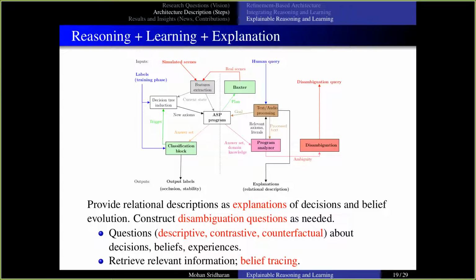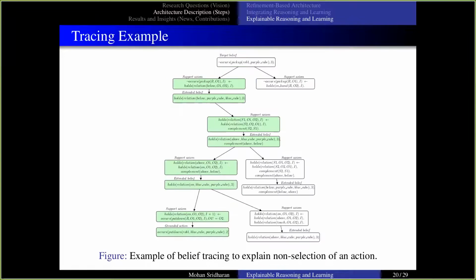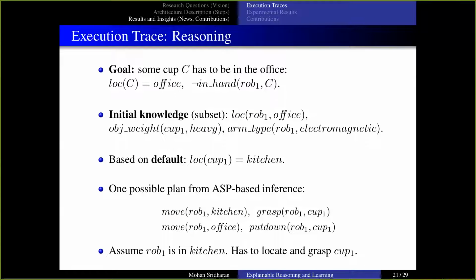And if something is ambiguous, it's also able to automatically construct disambiguating questions to the humans to interactively figure out what exactly the human wants. And this is again a kind of a tree that does automatic belief tracing for a particular question to go back or forward in space and time to figure out what exactly is the correct explanation. Okay, let's look at some examples before we stop.